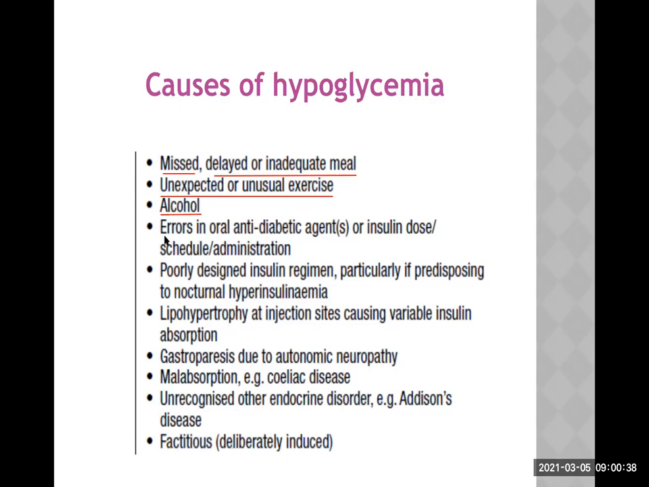Another reason may be error in oral anti-diabetic agent or insulin dose, schedule, or administration. If they are taking a higher dose of sulfonylurea, which is not prescribed by the doctor, or if the doctor has wrongly prescribed the medicine, or if insulin is taken excessively, there is a chance. If there is a poorly designed insulin regime, particularly predisposing to nocturnal hyperinsulinemia, there is a chance. Poorly designed insulin regime means the faster acting or short acting insulin is in excessive amount compared to the longer acting one, then it can quickly lead to a drop in blood sugar.